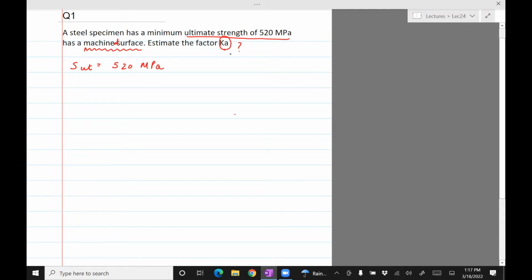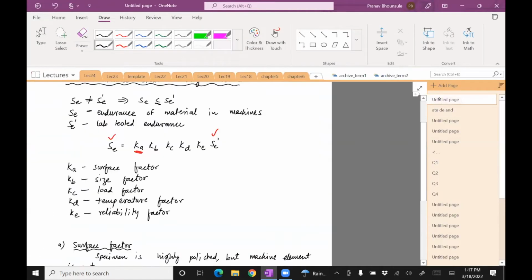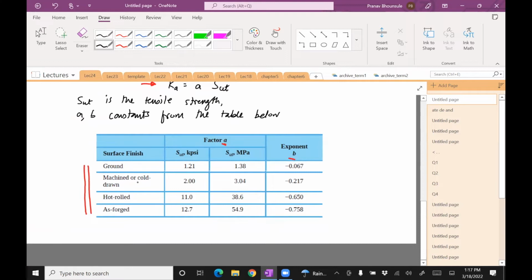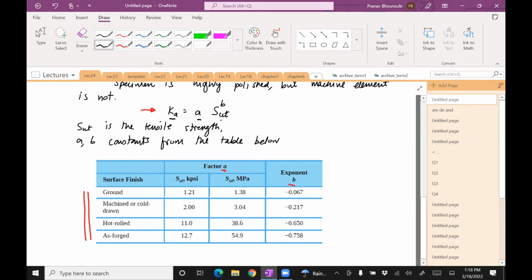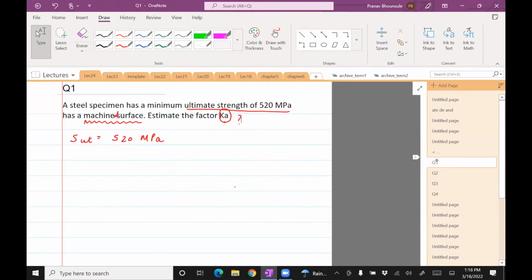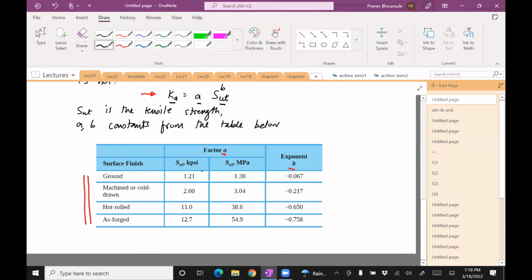Okay, so since it's Ka, let's go back and look at what we have for Ka. So for machined or cold drawn, by the way, Ka is A times SUT to the power of B. SUT is given in MPa, so SI units. So we need to use this formula, but we need to get A from here. This should be our A, and this is our B. And so we just have to use that formula to get Ka.